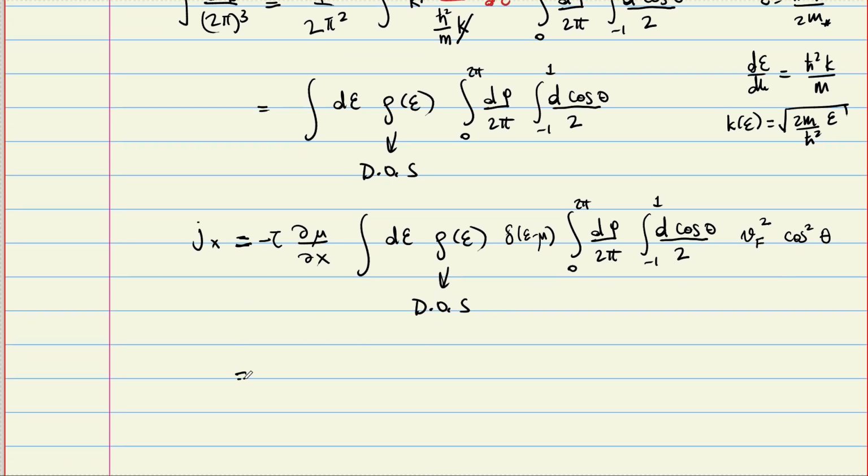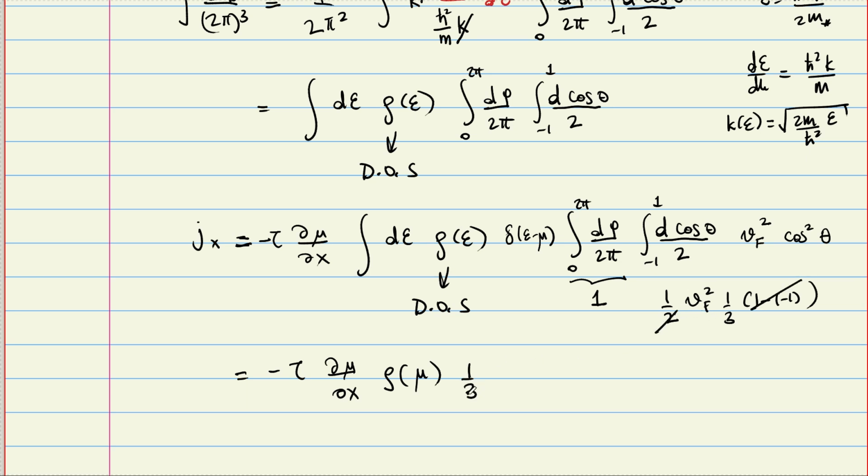We are almost done. So this is minus tau del mu del x. This is mu at the Fermi level, density of states at the Fermi level, and this integral is easy, right? This is 1, but this one is going to be 1 over 2 V Fermi squared. So this is 1 over 3, cosine x squared. So this is 1 minus 1, and this one is going to cancel this 2, and this is going to be 1 over 3 V Fermi squared.